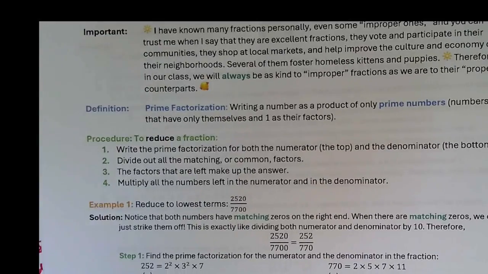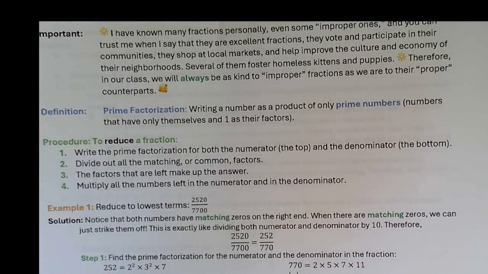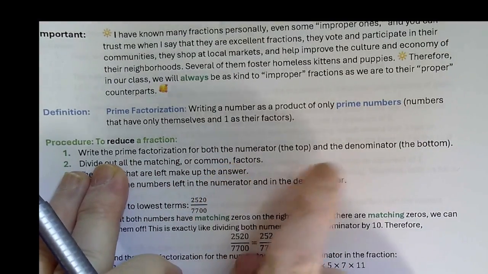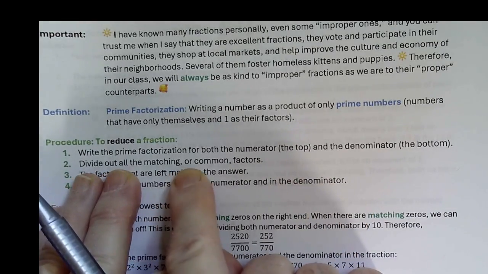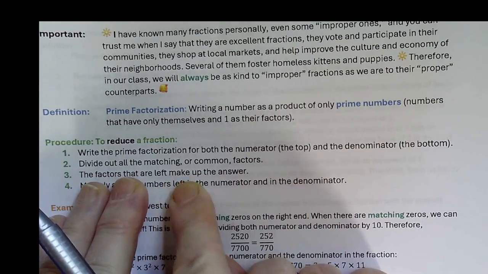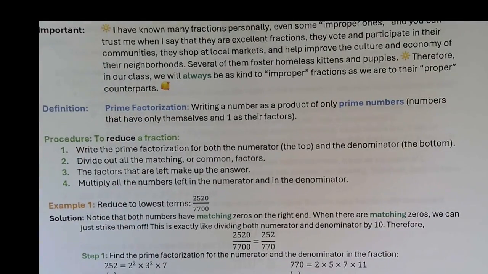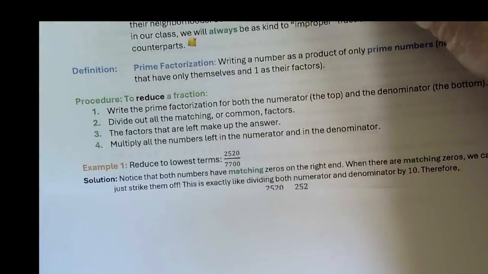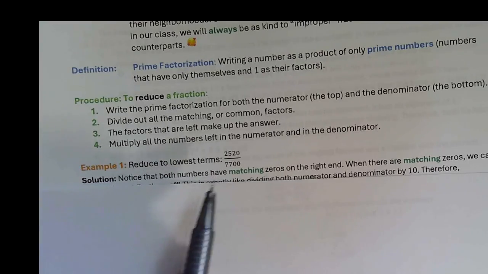And going back to the notes, we're going to reduce fractions. And the steps are to write the prime factorization of the numerator and the denominator, divide out all matching or common factors, the factors that are left make the answer. Multiply them up and you've got the answer. So let's see. Example 1 is to reduce 2,520 divided by 7,700.